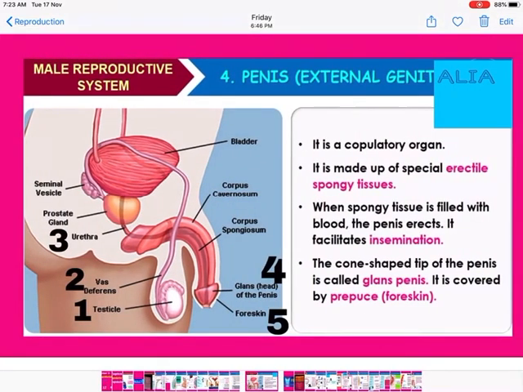Come to the penis. It is the copulatory organ and it is made up of special erectile spongy tissue. Corpus spongiosum is shown here in the diagram. When spongy tissue is filled with blood, the penis erects and it facilitates insemination, means it helps in the transfer of sperms into the female genital tract. The cone-shaped tip of the penis is called glans penis, labeling number 4, and it is covered by prepuce or foreskin, labeling number 5.